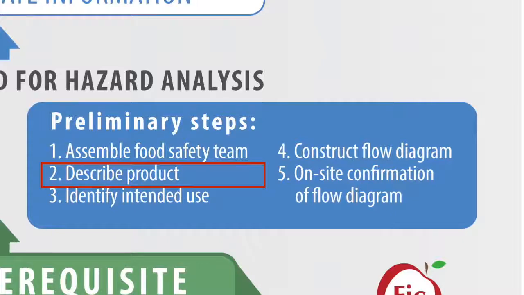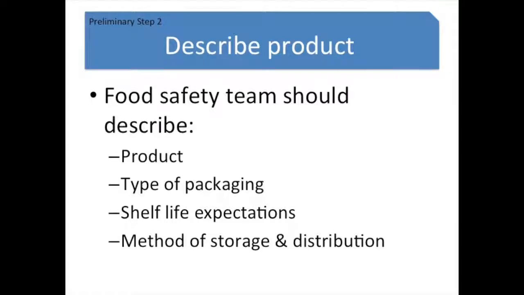The second preliminary step is designed for gathering information about your finished products and its distribution. Understanding basic information about a product and how it is distributed is needed to determine if specific controls are important to ensure the safety of the product throughout the distribution cycle.